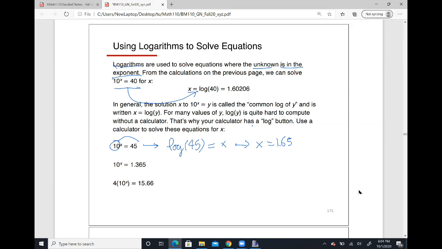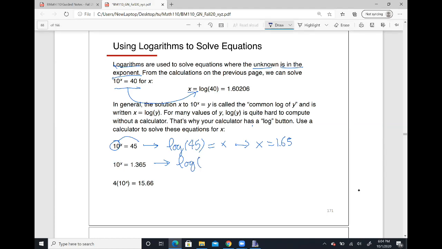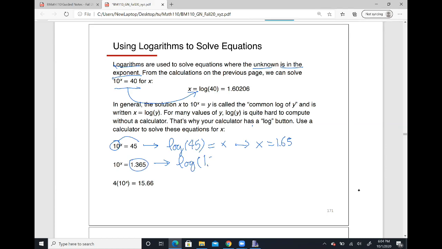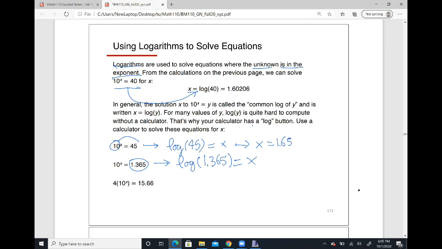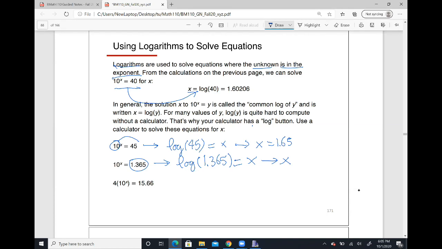Now for the next one, easily: log base 10 of 1.365, right? Equal to what? Equal to x, the exponent. Now you're going to use a calculator and just solve it. Just tell me what that is going to be. I don't want to do it, so I'm going to skip it and move to the next one.